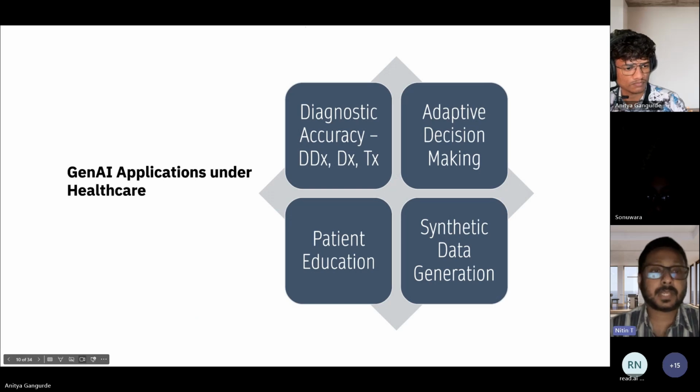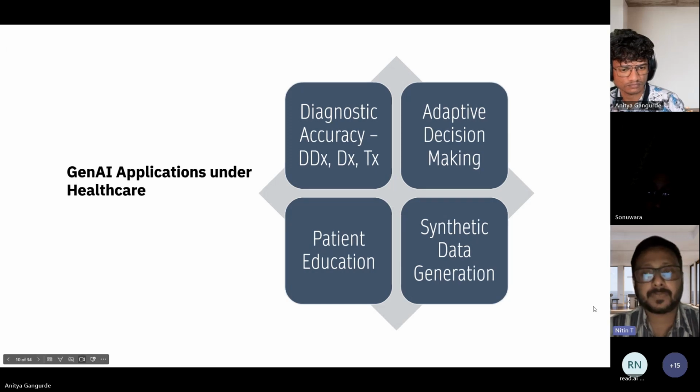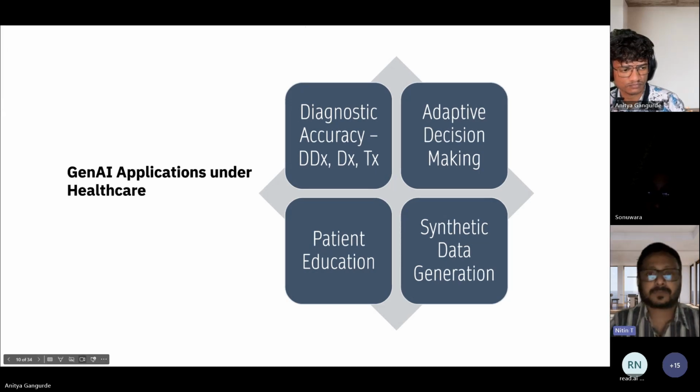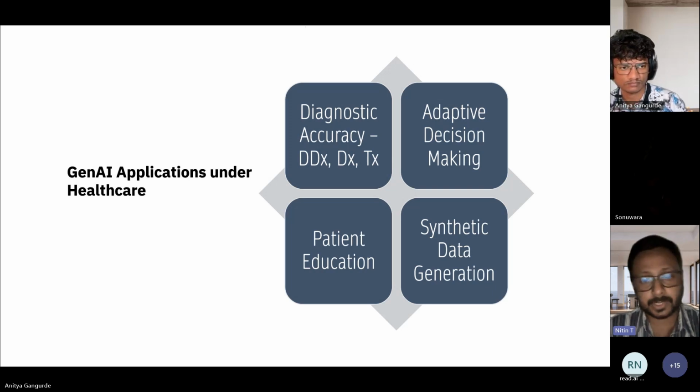So what are the general applications of Gen AI in healthcare? First of all, it can boost the diagnostic accuracy for our treatment. Second is adaptive decision making. We are feeding these Gen AI applications with our already researched tools, and then it can provide realistic outputs. Then for patient education, each patient will have different needs, so based on the available data, it can give personalized suggestions for patient education. Also, we can use it for synthetic data generation.